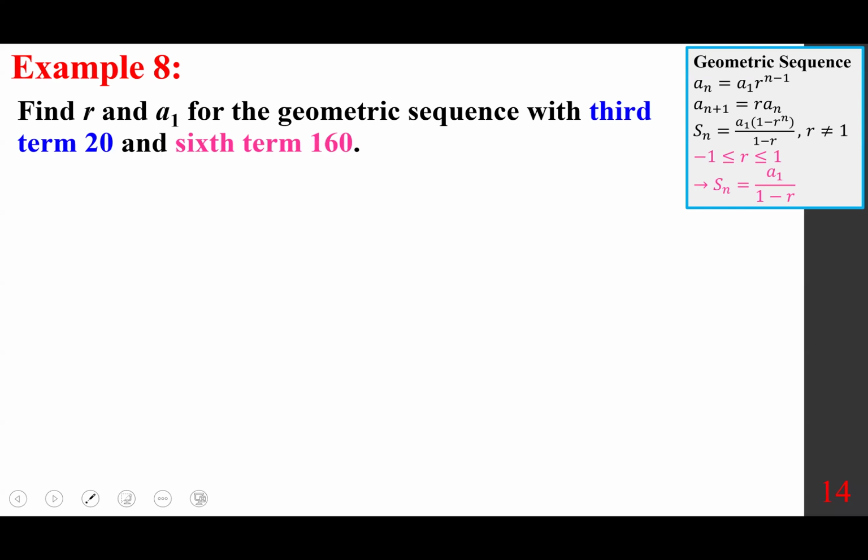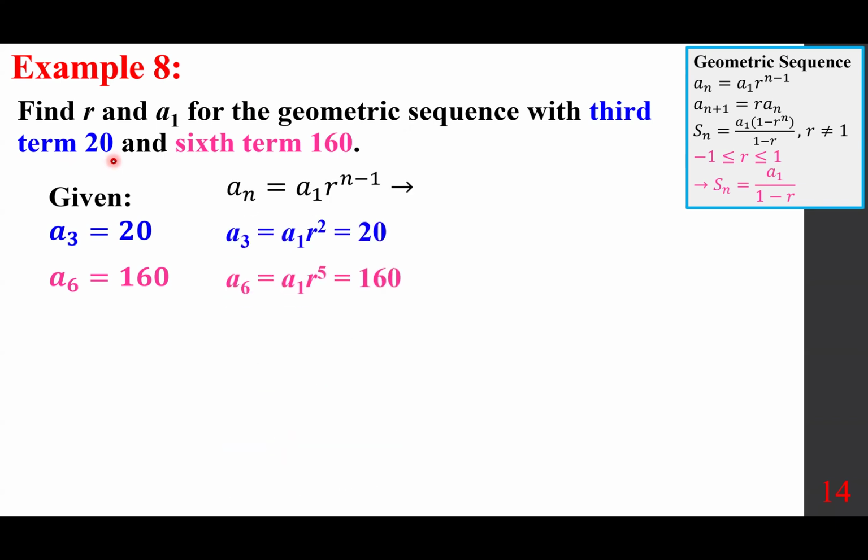Find R and A1 for the geometric sequence with third term being 20 and sixth term being 160. So first, what is given? A sub 3 is 20, A sub 6 is 160. In essence, we are given 2 equations and 2 unknowns, because A sub n is A sub 1 times R to the power of n minus 1. So A sub 3 is A1 R squared, which is 20, and A sub 6 is A1 R to the power of 5, which is 160. The 2 unknowns are A1 and R.